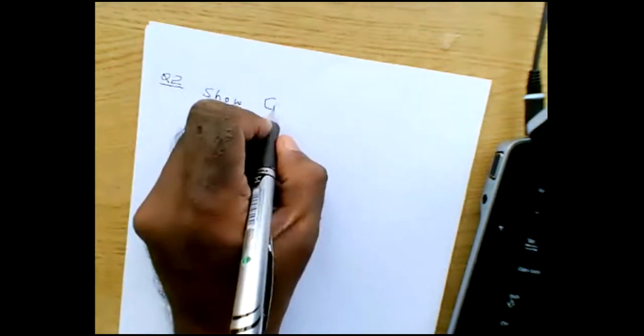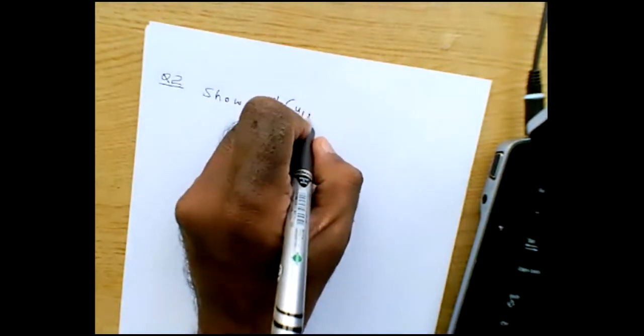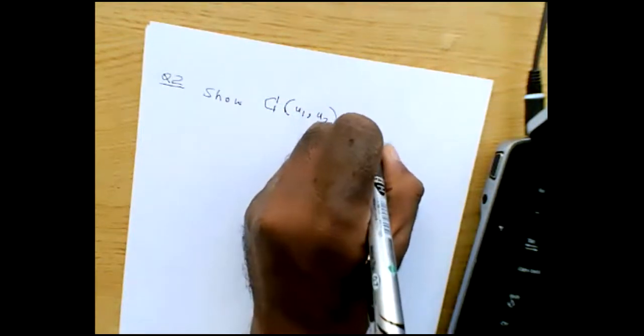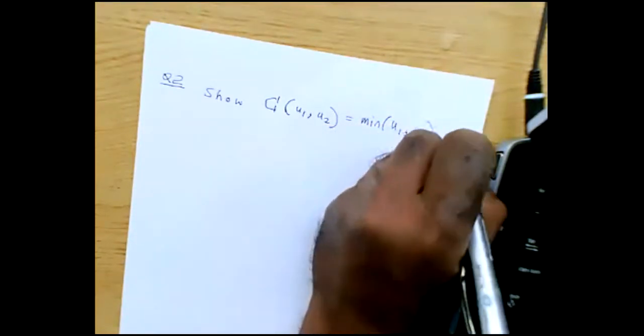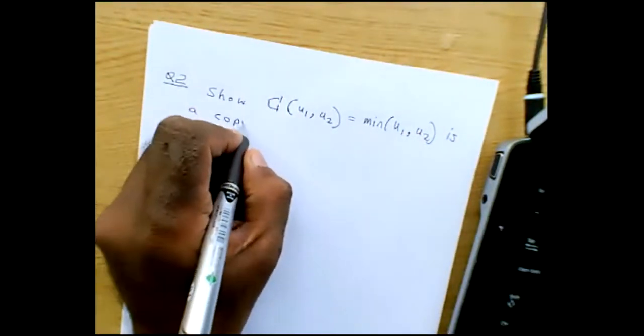Hi, welcome everybody. So I will start with question 2 of the tutorial sheet. Which is to show that the following C(U1, U2) equal to the minimum of U1, U2 is a copula. Right, so this is the question.